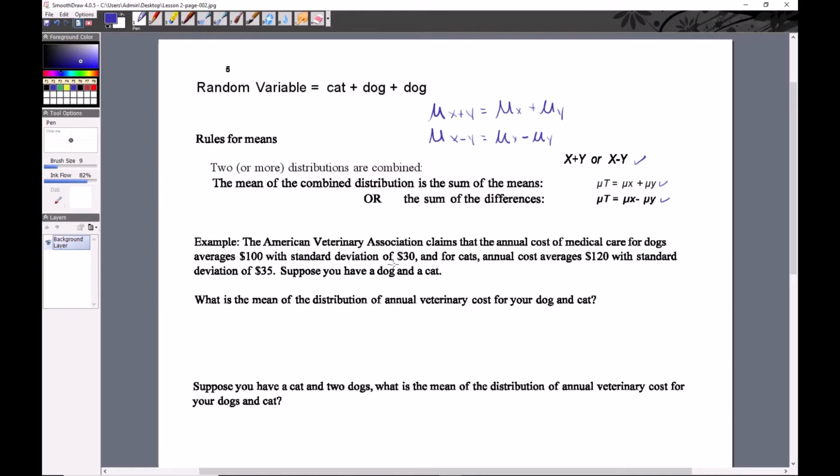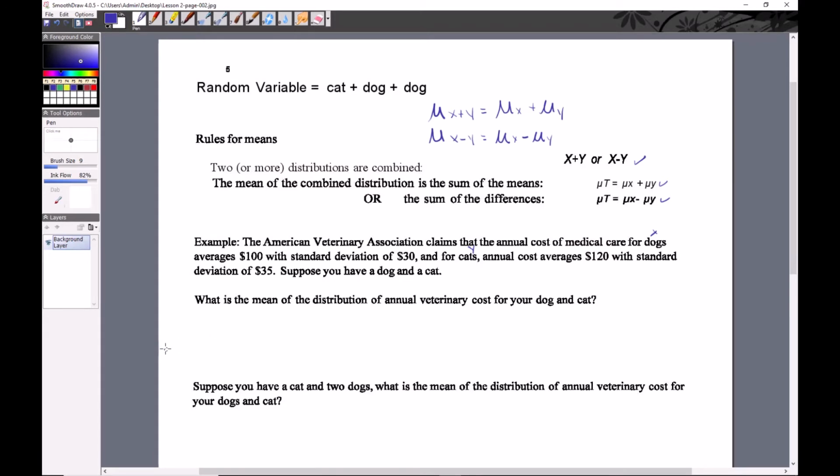So the American Veterinary Association claims the annual cost of medical care for dogs averages 100. We'll call dogs X, just because they came first. Their medical care averages $100 with a standard deviation of 30, and for cats, the annual cost averages, we'll call cats Y, 120 with a standard deviation of 135. Suppose you have a dog and a cat, one of each. What is the mean of the distribution of annual veterinary costs for your dog and cat? And meaning, adding them together in this case.